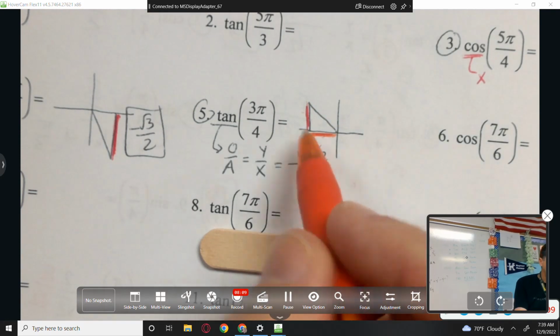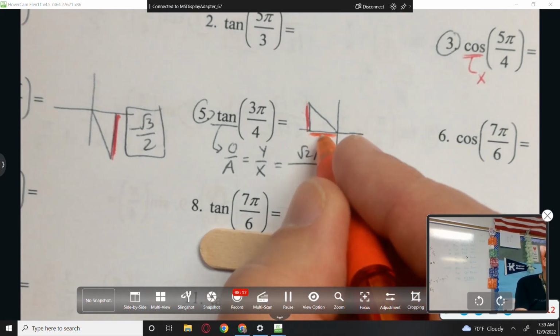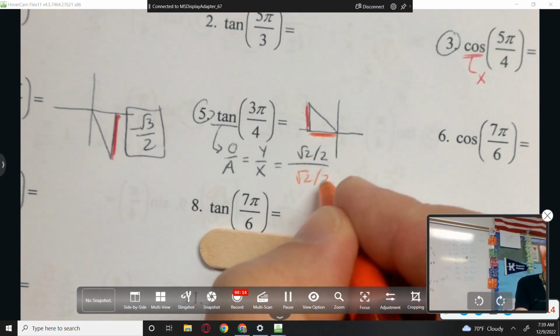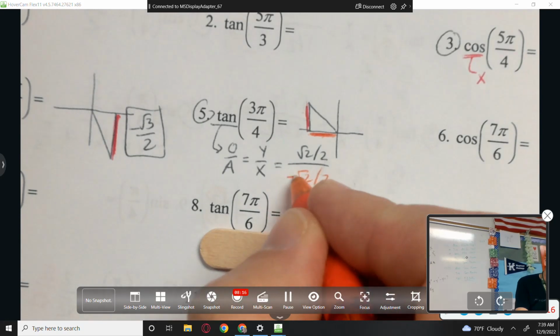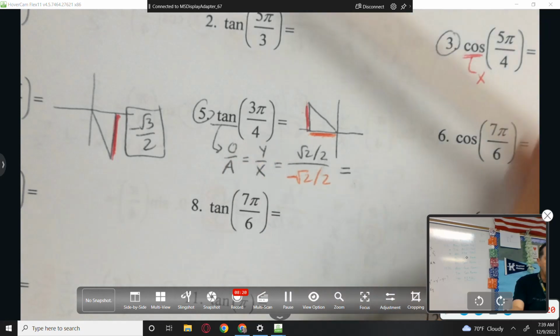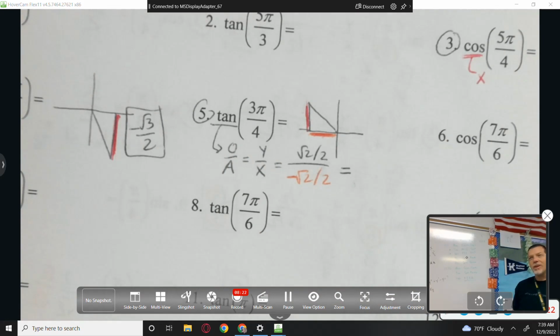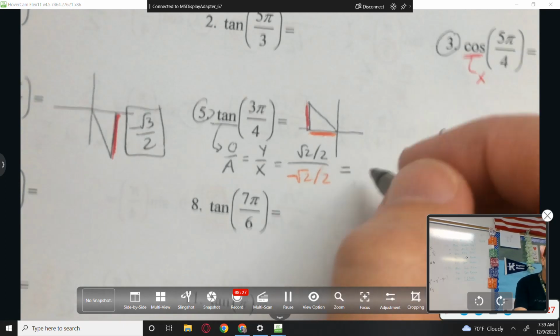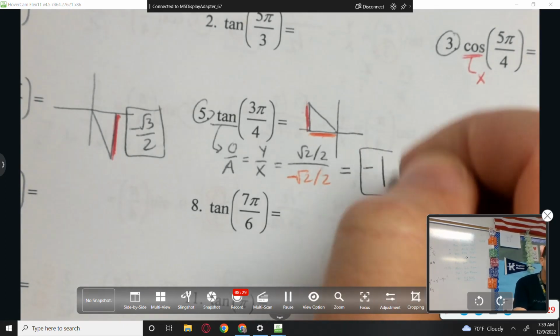Oh, so it'd be root 2. It's got to be root 2 over 2. Now be careful. Is it positive or negative? Isn't it negative? It's negative because it's backwards. And then, do we want to keep it, change it, flip it, or is there a shorter way for that problem? It equals, well, careful, negative 1. Negative 1.